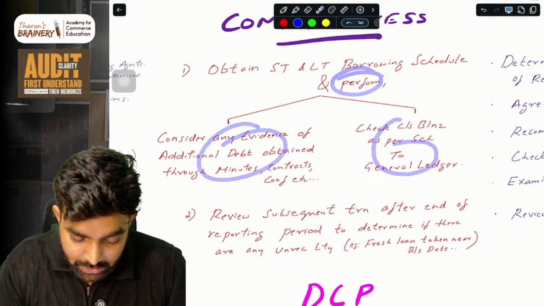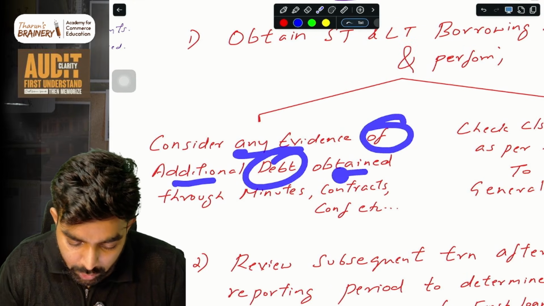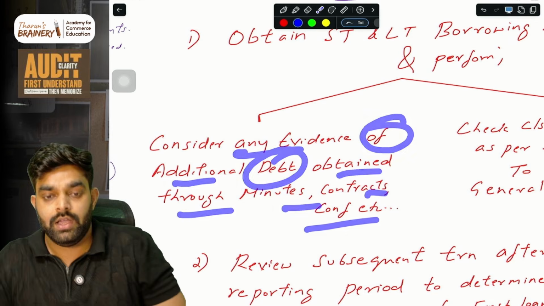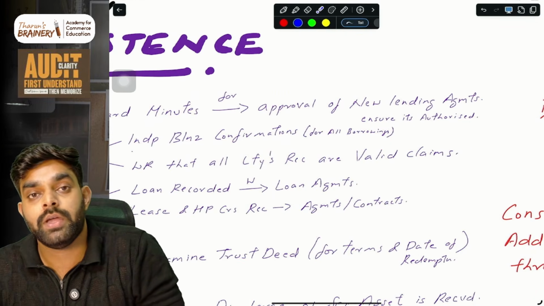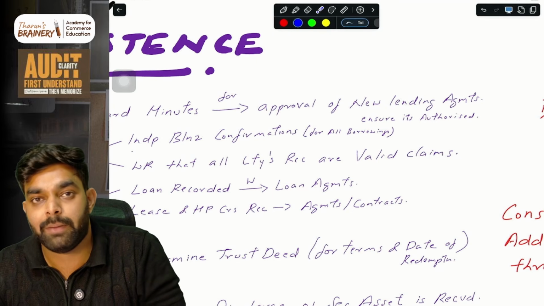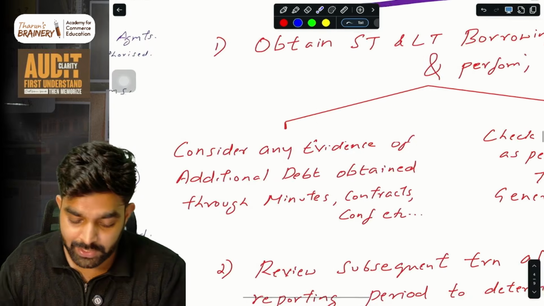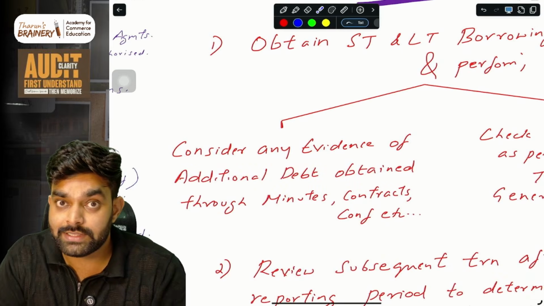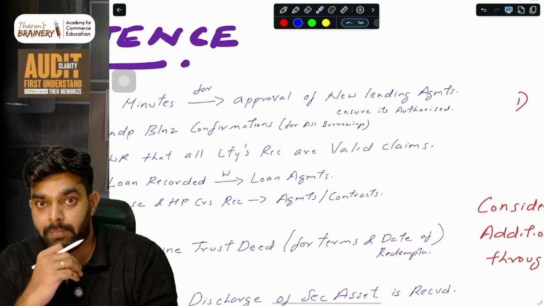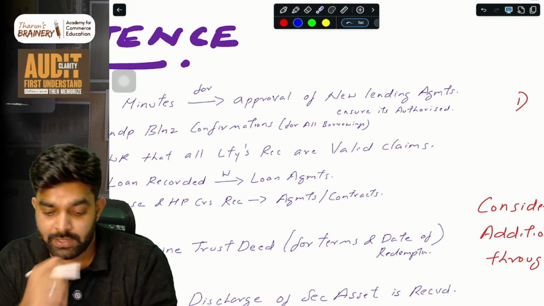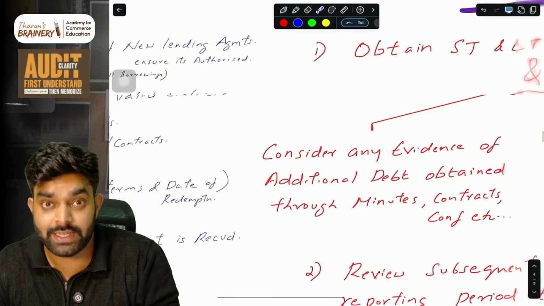What are the procedures? Consider any evidence of additional debt obtained through minutes, contracts, etc. When you check the minutes, sometimes you may come to know about some extra loans the company has taken, but sometimes they may not have shown that in the financial statements. So consider if you have any such evidence, where in the minutes they have talked about some loan, but you don't know whether they have actually taken it or not. When the meeting happened, it was discussed, so it was there in the minutes.